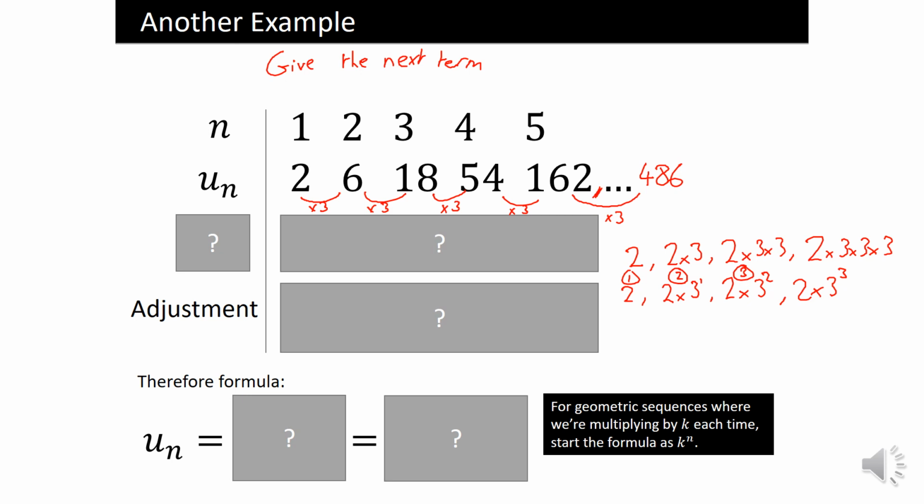3, 4. Similar to the last one that we did, we've got our relationship between the position in the sequence and the power. The power of 3 is always 1 less than the position in the sequence. So our nth term u_n would be 2 times 3 to the n minus 1. That would be our nth term for the sequence, which is what it's asking down here.